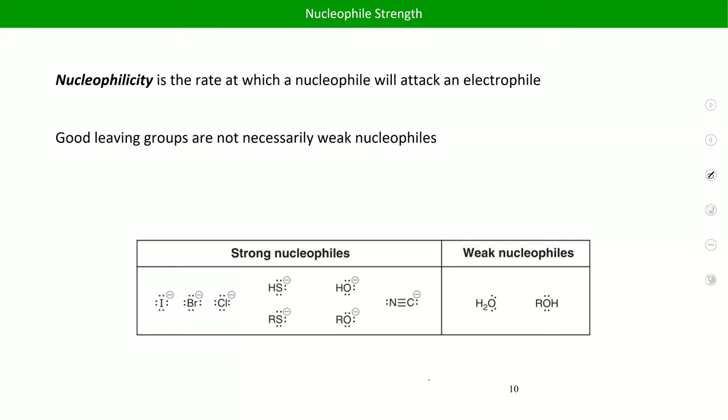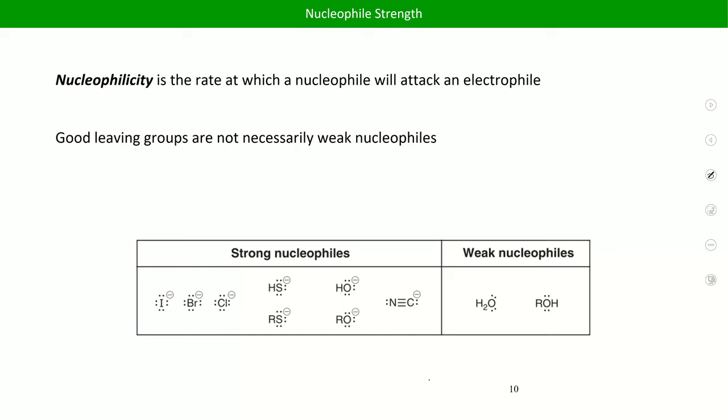So some of the things we mentioned right before we took our break: how do we decide which mechanism is going to be favored? One of the biggest things is how strong the nucleophile is. In general, a strong nucleophile is more likely to go SN2 because it's better at forcing that leaving group out.